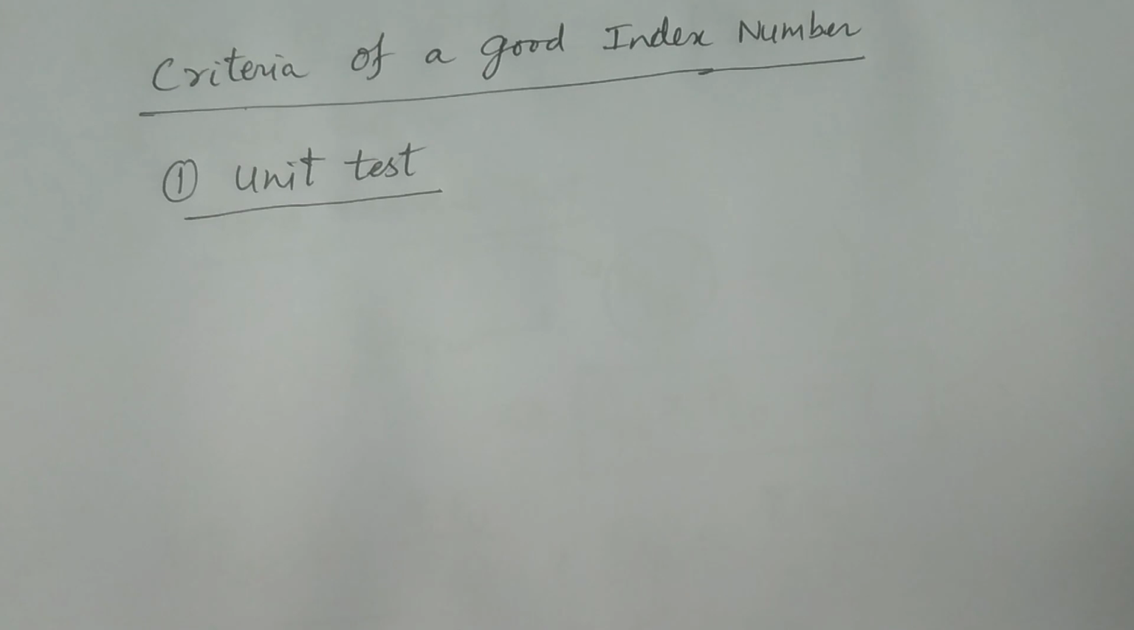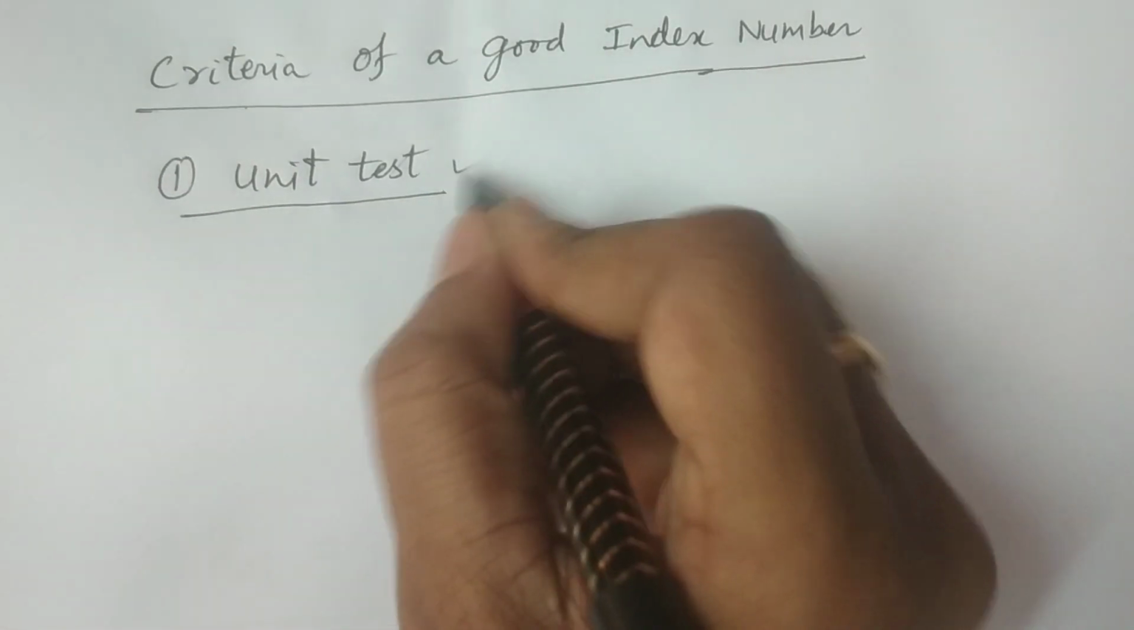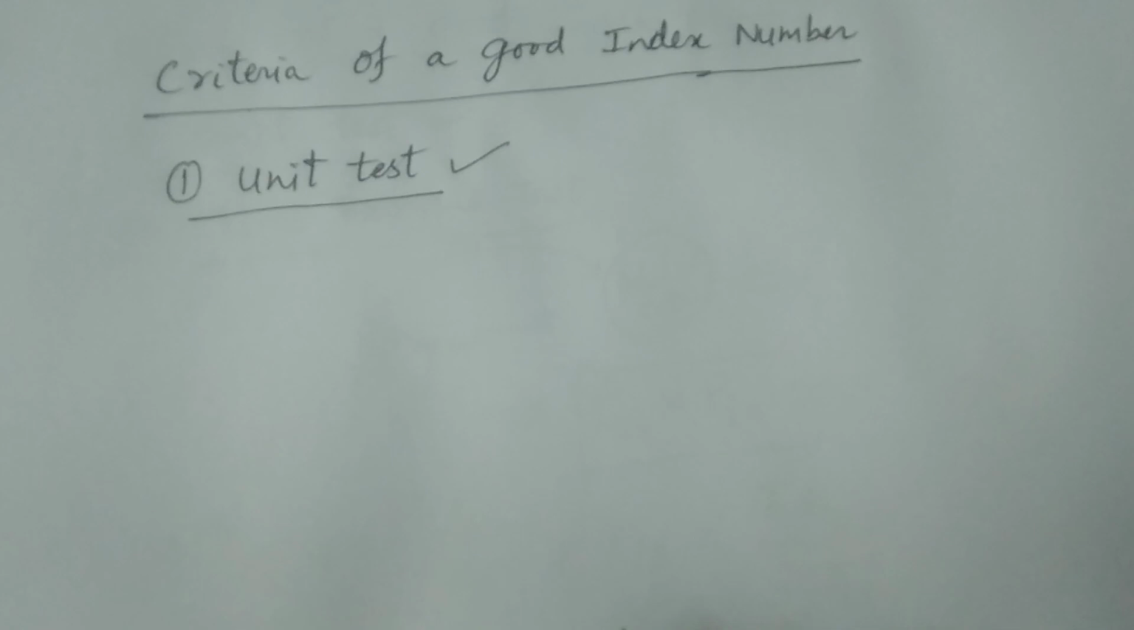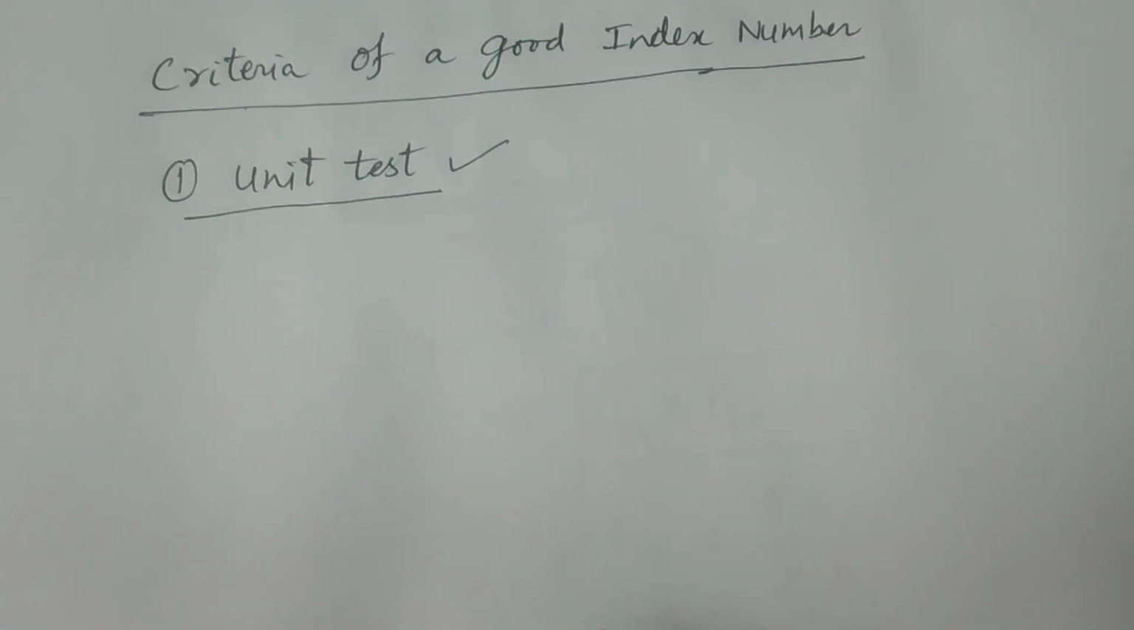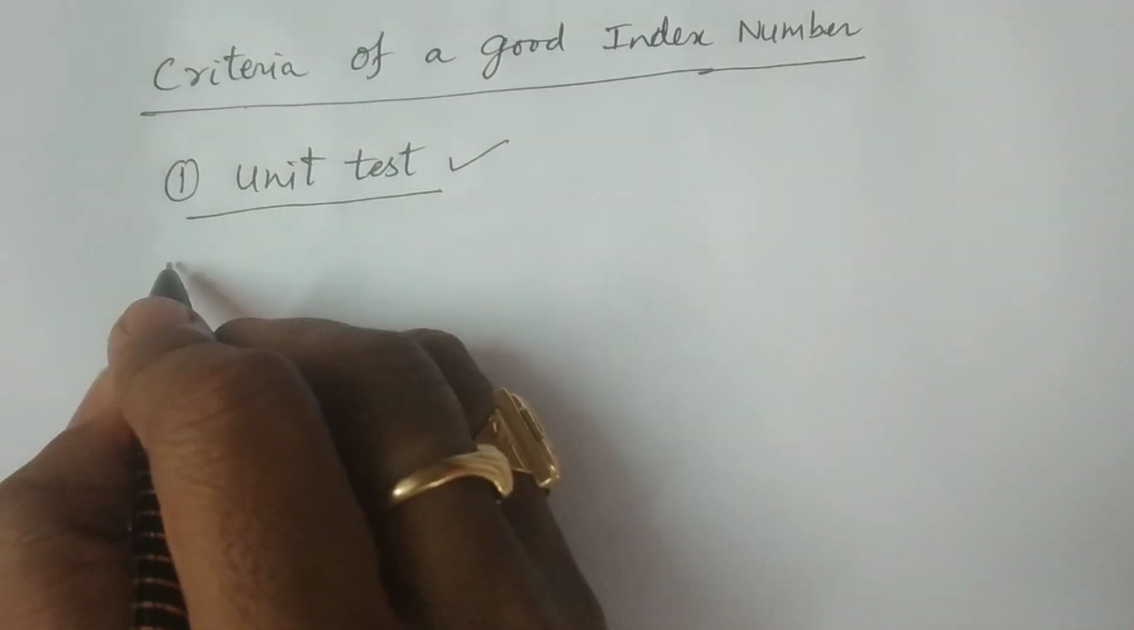So here almost all formulas satisfy the unit test. They will not reflect the units. But except the simple price index numbers and simple quantity index numbers, which do not satisfy the unit test, because they depend on the given units. The remaining formulas do not reflect that. Hope you understand. That is the unit test.